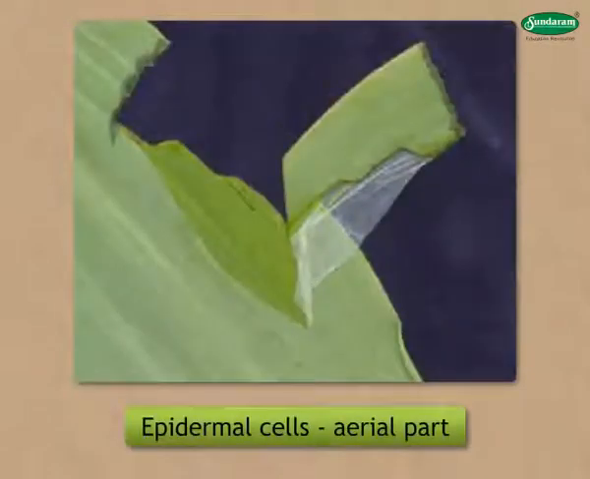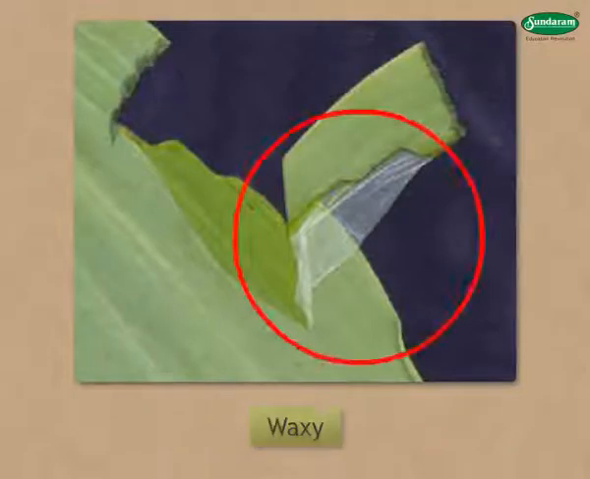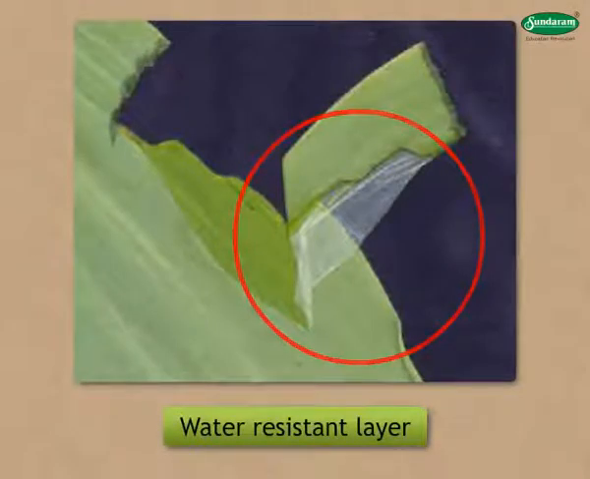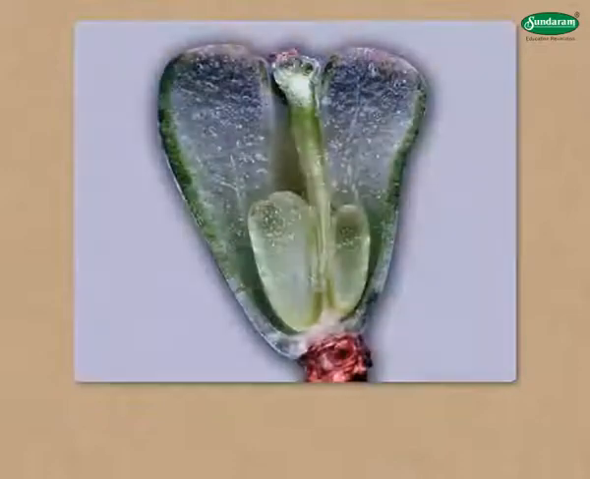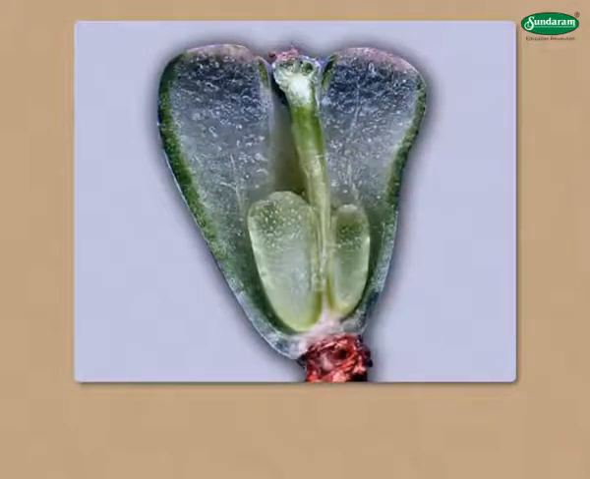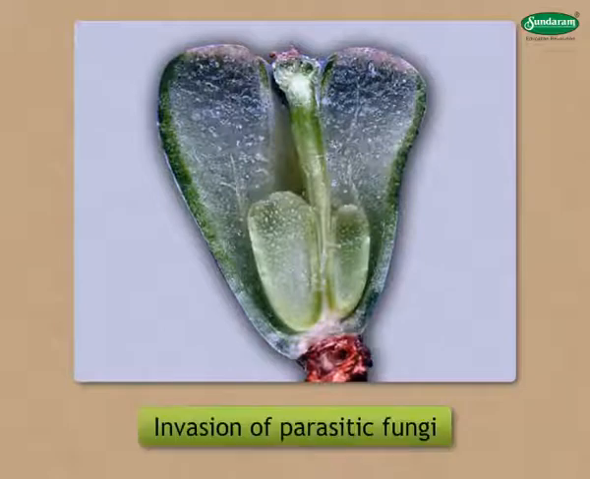Epidermal cells on the aerial part of the plant often secrete a waxy, water-resistant layer on their outer surface. This layer helps in protection against loss of water, mechanical injury, and invasion of parasitic fungi.